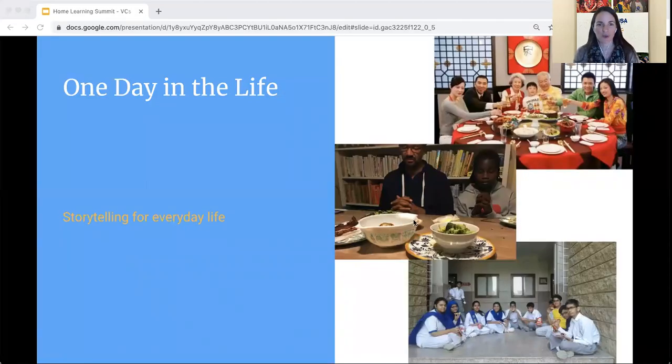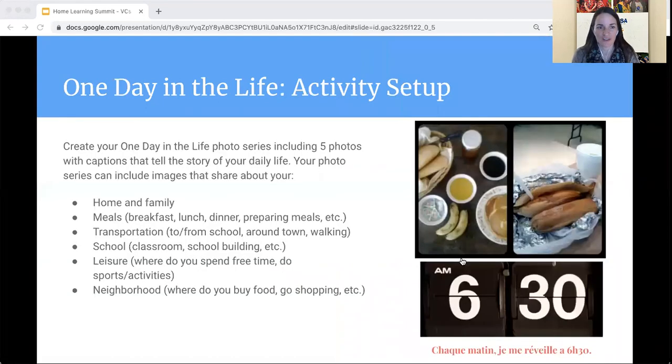Another activity that works really well for a cultural exchange video conference comes from our IRON One Day in the Life project. This is storytelling for everyday life. What you could try with your class is first, on the preparation end, preparing your one day in the life story. You ask students to think about the day-to-day aspects of their life and what makes them unique, and to tell the story through 5 photos with captions.